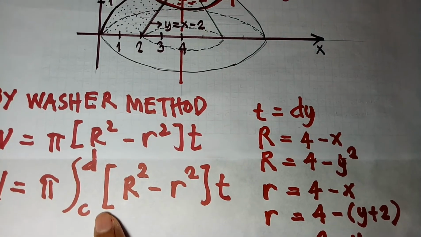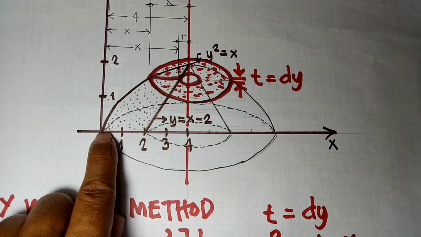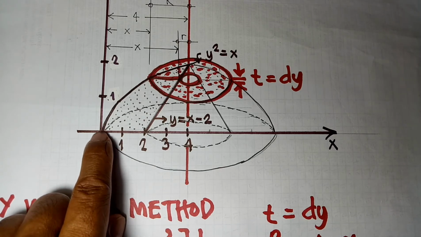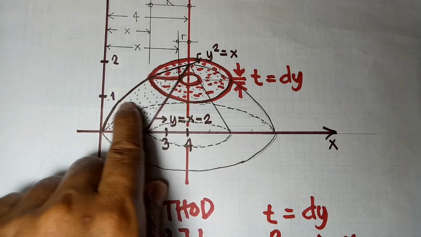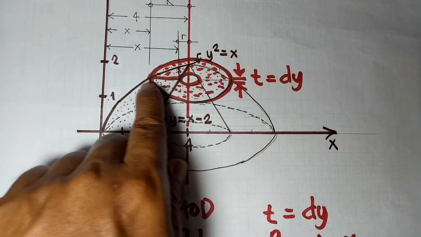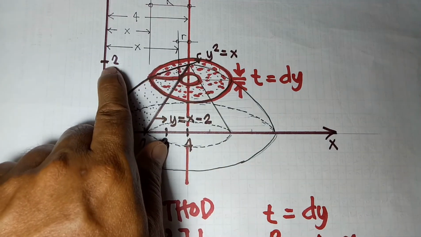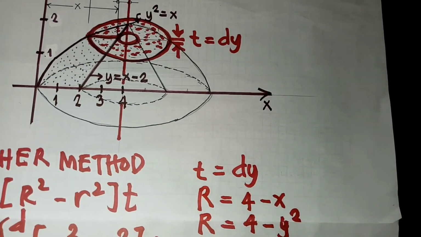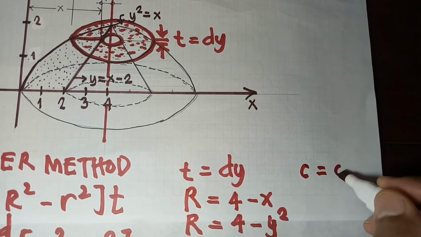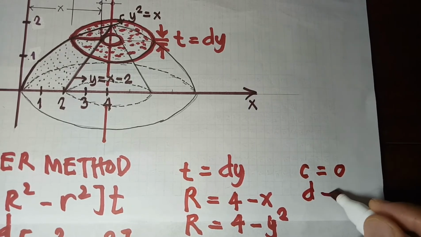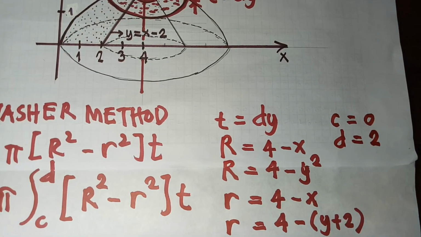Ngayon, what is c? So, ang pagsama-sama ng volume ng circular washer ay mag-uumpisa sa y equals 0 hanggang makarating tayo sa huling circular washer at yun ay sa y equals 2. Kaya yung c natin ay 0, yung d natin ay 2. From 0 to 2.